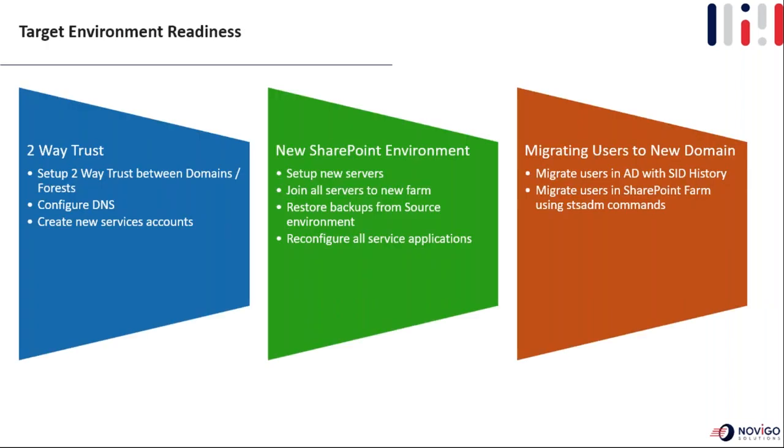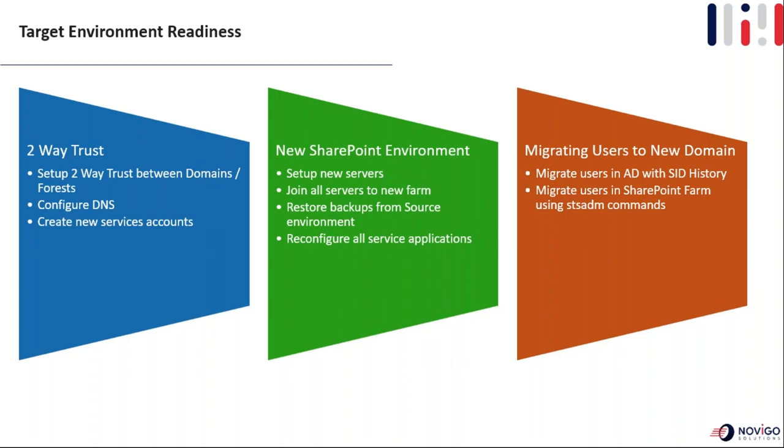The target environment readiness mostly deals with having a two-way trust set up between both the domains. A two-way trust can be thought of as a combination of two opposite-facing one-way trusts, so that both the trusting and the trusted domains can pass authentication requests to each other in both directions. All domain trusts in an Active Directory are two-way transitive trusts.